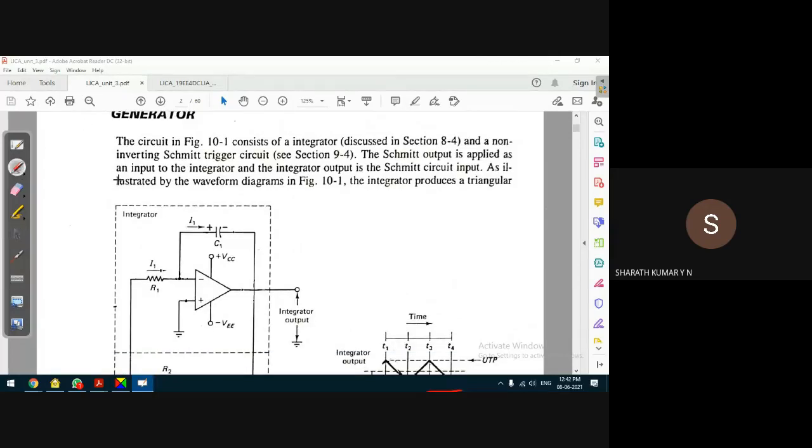Let us look into the points in case any point is missing. What we are using is a non-inverting Schmitt-Trigger circuit. How to identify it is very simple: the input we apply decides whether it is inverting or non-inverting. If it is applied to the non-inverting input, it is a non-inverting Schmitt-Trigger circuit. If it is applied to the inverting input, it becomes an inverting Schmitt-Trigger circuit. The Schmitt-Trigger output is applied as an input to the integrator, and the integrator output is applied as an input to the Schmitt-Trigger circuit.